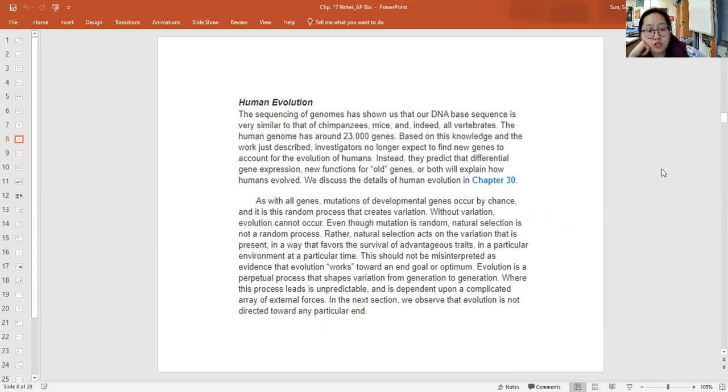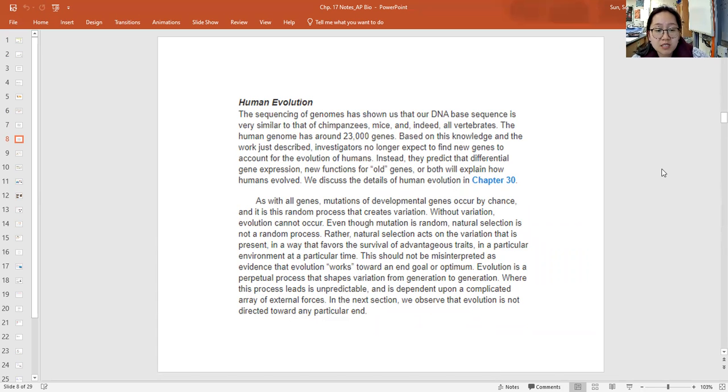So as with all genes, mutations of developmental genes occur by chance. This is a random process that creates variation. Without variation, evolution cannot occur. Even though mutation is random, natural selection is not a random process. Rather, natural selection acts on the variation that is present in a way that favors the survival of advantageous traits in a particular environment at a particular time.